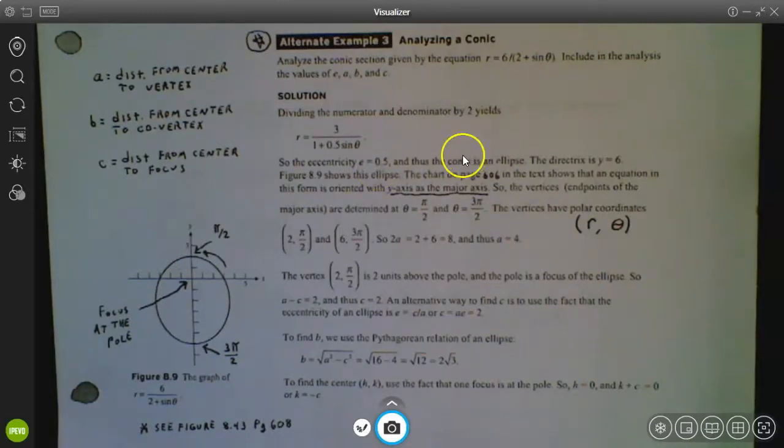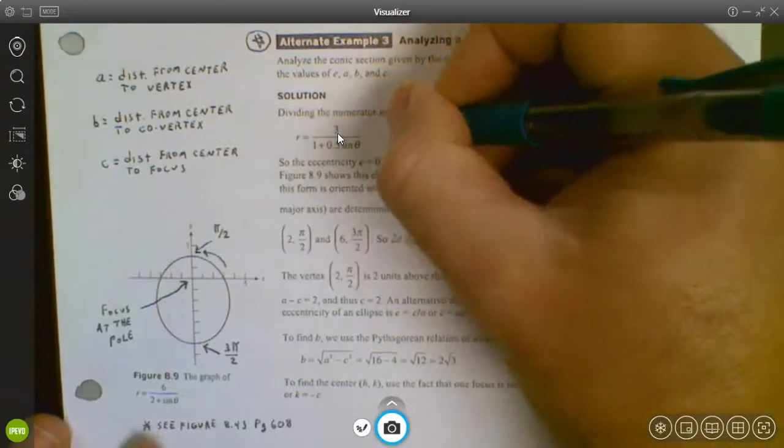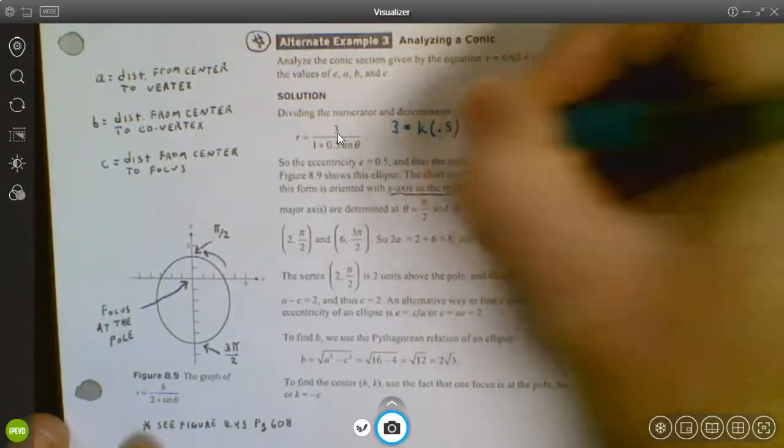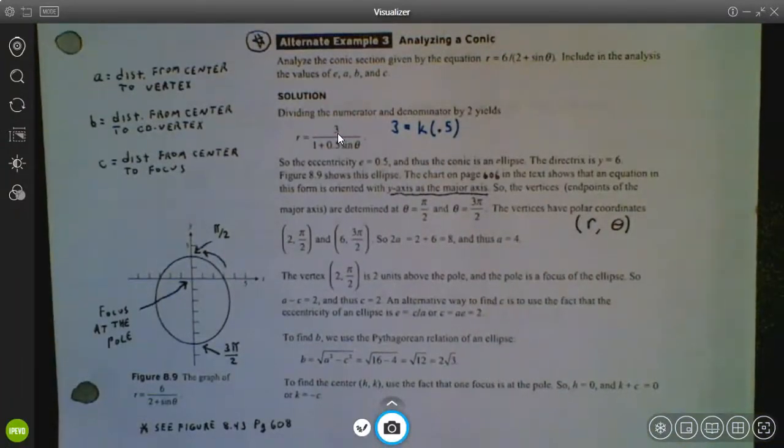As far as the directrix on this, remember if my E is 0.5, then based on what we see here, 3 equals K times E, so we can figure out that K is 6. And because of this, and because of this, as we just talked about, it's got to be y equals positive 6. So we can get the directrix out of that. All of that is stuff we had just talked about within those previous problems. So let's talk a little further about some more of this information.